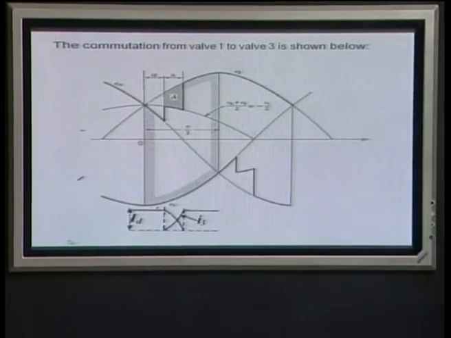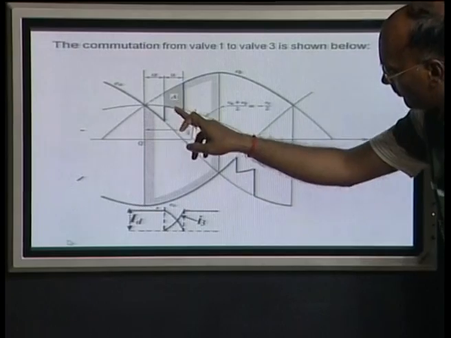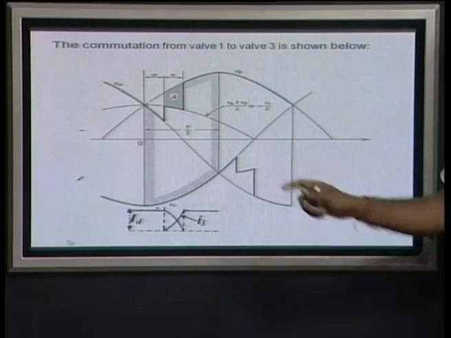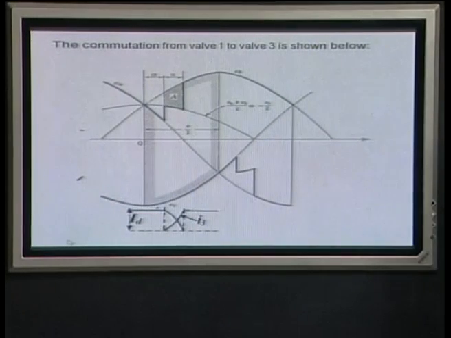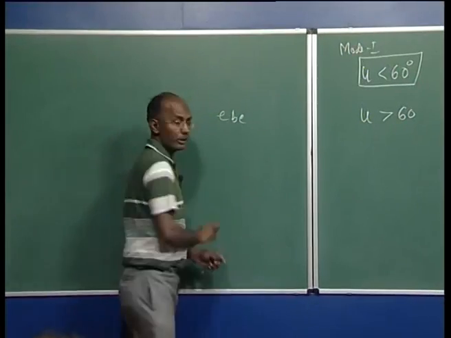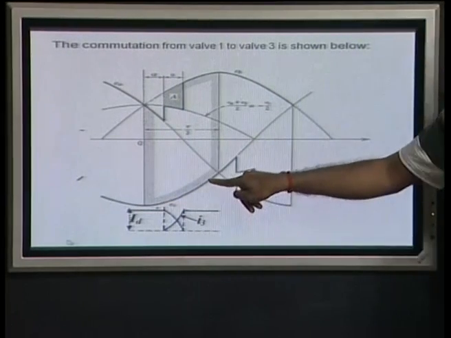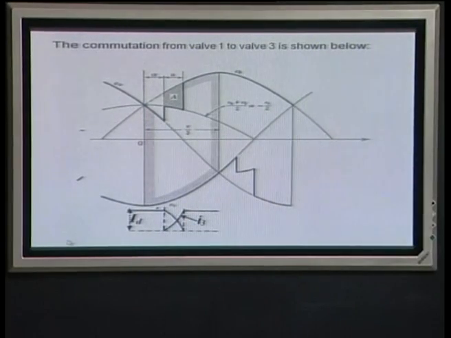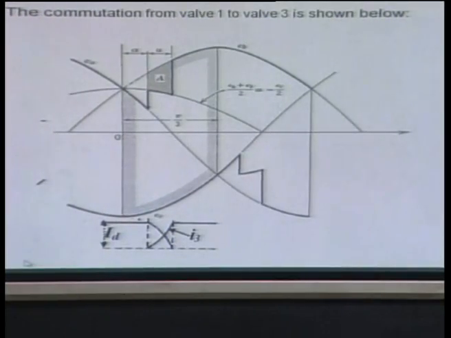Due to the overlap your output voltage is going to reduce, and finally you can see this area in every 60 degree is less than it would be if U is 0. If U is 0, what will happen? This will suddenly fall here and this will come here. So if U is 0, we always get EBC for this period, this will suddenly go here and this curve will follow, and EC will be there because 2 is conducting. So this area A is the shortfall in every 60 degree due to the overlap. The output voltage is basically reduced due to this overlap.